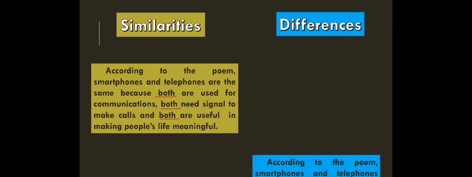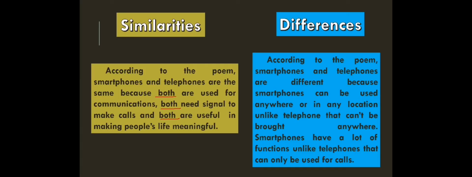For differences, we have, according to the poem, smartphones and telephones are different because smartphones can be used anywhere or in any location, unlike telephone that can be brought anywhere. Smartphones have a lot of functions unlike telephones that can only be used for calls. So what are the grammatical markers used to show the differences? We have here the word unlike. So, we clearly see the similarities and differences between smartphones and telephones.